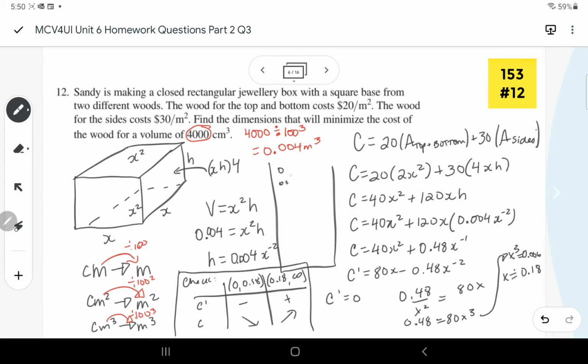So make sure you put a therefore. So minimum cost is x equals 18 centimeters. And I believe that we can figure out what the height is. 18 times 18 is 324. So then we do the 4,000 volume divided by that, and it's about 12.3 centimeters, if you sub that back in just to figure out what your h would be.